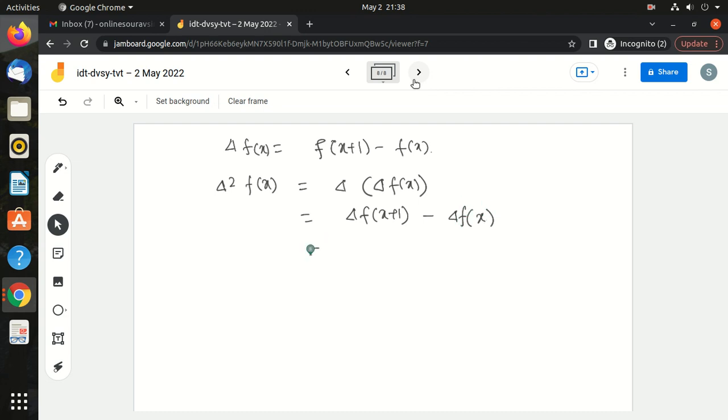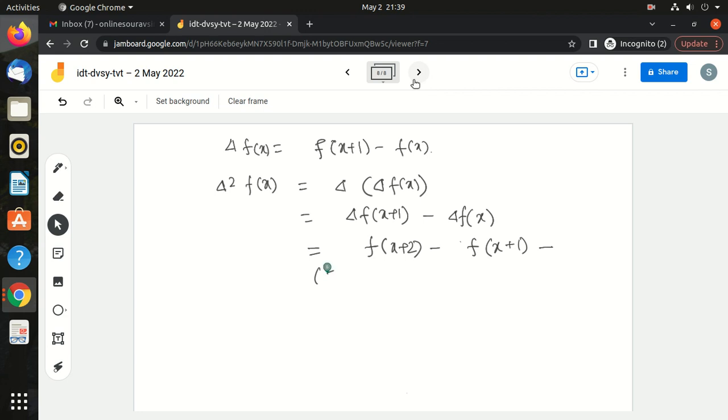Now this is delta f of x plus 2 minus delta f of x. Why am I writing this? That is the main thing: by this, I'll try to predict what the answer will be. You have to use mathematical induction to prove what the answer will be for the integer k.